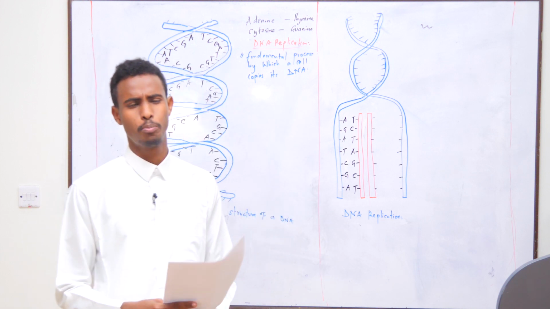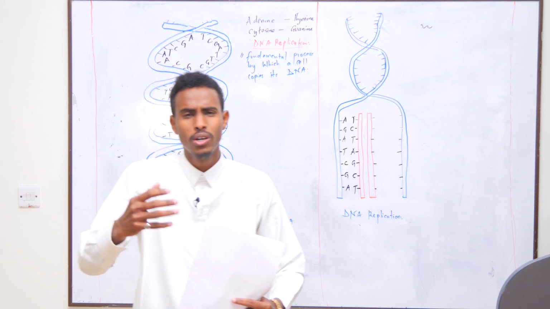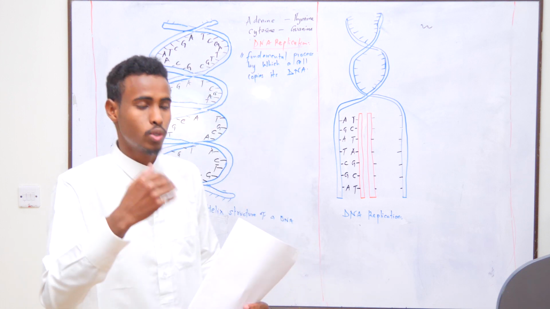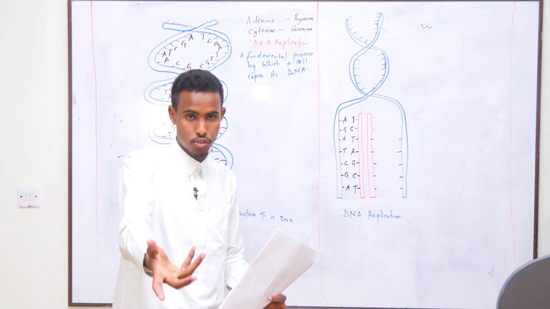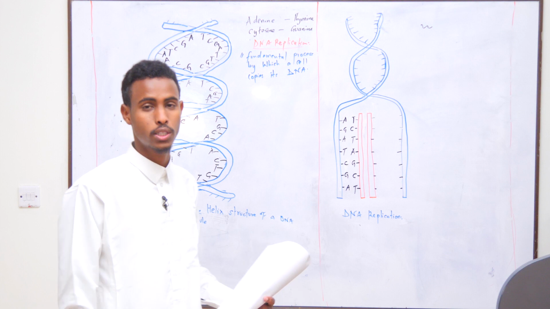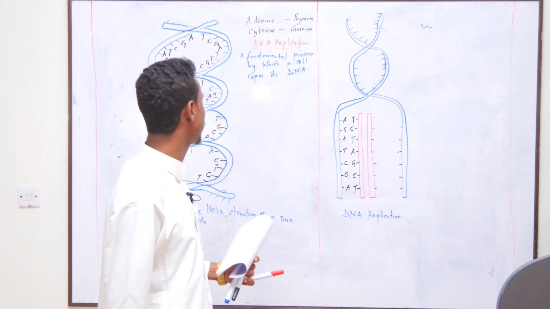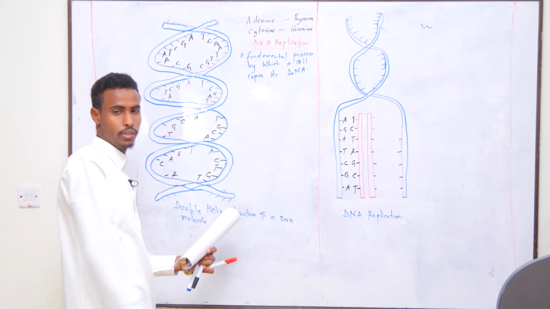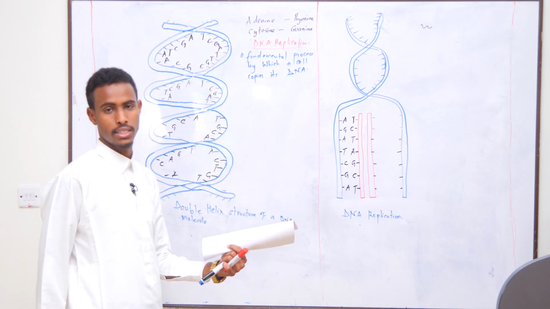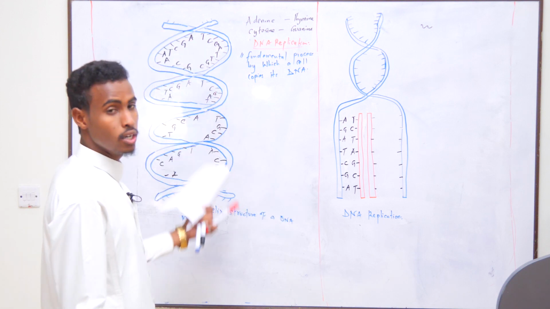Now I want us to look at what happens during the process of DNA replication, or rather, how the DNA in the parent is exactly copied to the cell of the offspring. That is what we want to look at today, and I want us to delve and dive through the process of DNA replication.